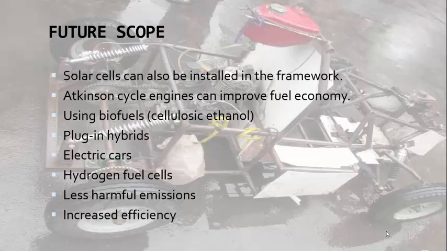Other than this, there are certain modifications that we can make in a hybrid vehicle. We can install solar panels or solar cells in the framework of a hybrid vehicle, so we can charge the batteries from solar power itself. And we can modify the engine to use the Atkinson cycle, because it improves fuel economy. Other than that, cellulosic ethanol, which is made from corn, is being increased. It's still in experimental stages, but they are using it in the US. It's an alternative to gasoline. It is a kind of biofuel.